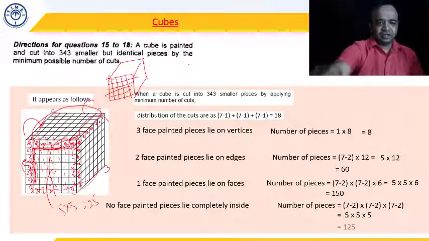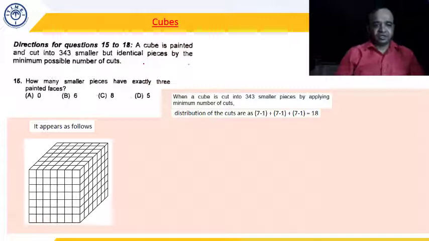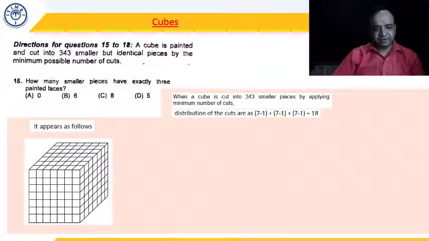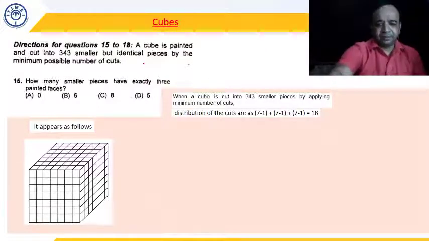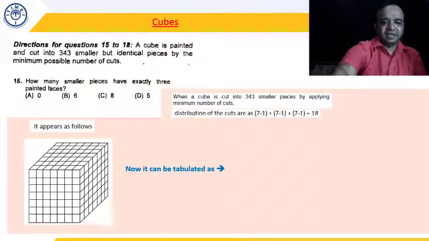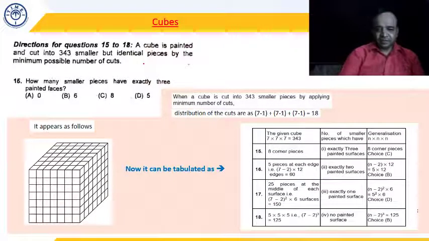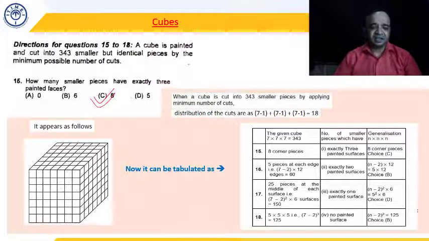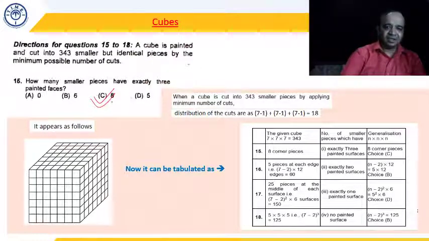Okay, now look at the question. First question, the 15th question of the handout. How many smaller pieces have exactly 3 painted faces? Now, whatever conclusion we have made, if I tabulate it, it will look like this. First is 8 cornered pieces, exactly 3 painted surfaces. So the number of such pieces is 8, and the answer choice is C. That is the answer of this question.